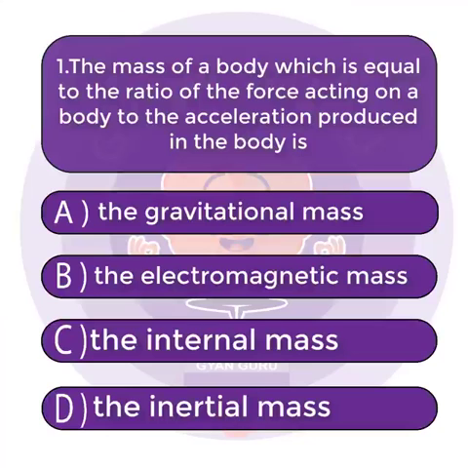Question 1. The mass of a body which is equal to the ratio of the force acting on a body to the acceleration produced in the body is: A. The gravitational mass. B. The electromagnetic mass. C. The internal mass. D. The inertial mass.